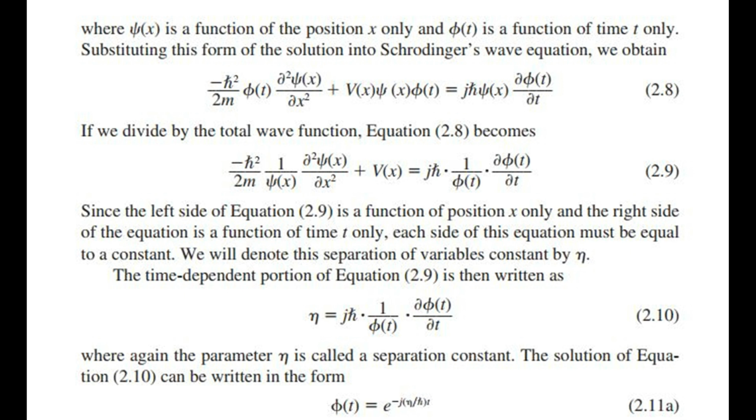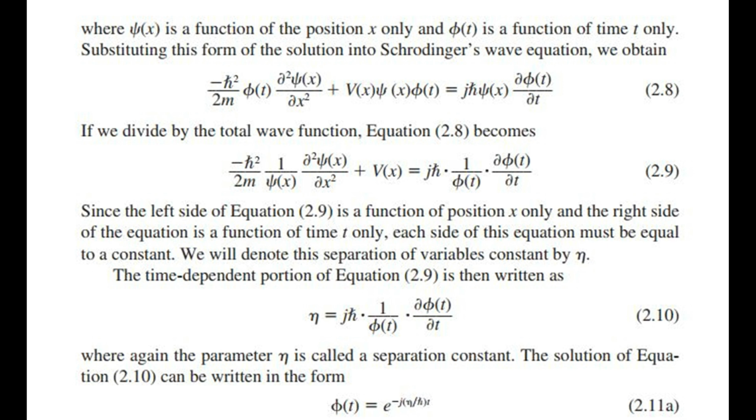Substituting this form of the solution into Schrödinger's wave equation, we obtain [equation]. If we divide by the total wave function, equation 2.8 becomes [equation]. Since the left side of equation 2.9 is a function of position x only and the right side of the equation is a function of time t only, each side of this equation must be equal to a constant. We will denote this separation of variables constant by η. The time-dependent portion of equation 2.9 is then written as [equation], where again the parameter η is called a separation constant.